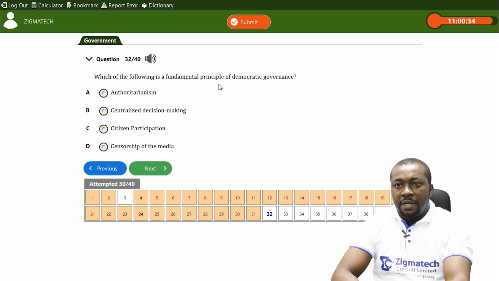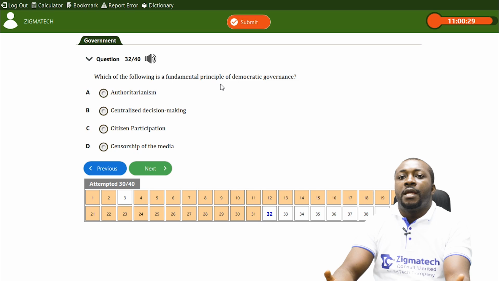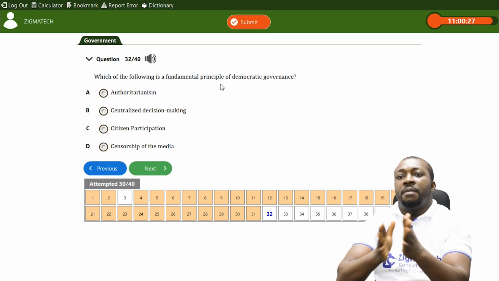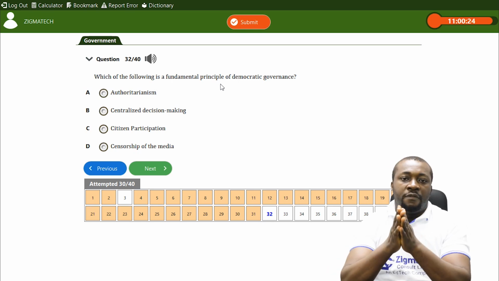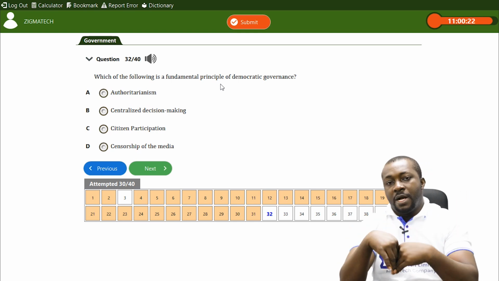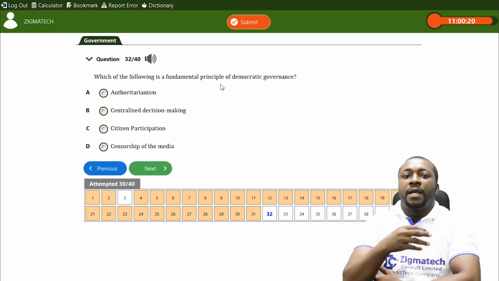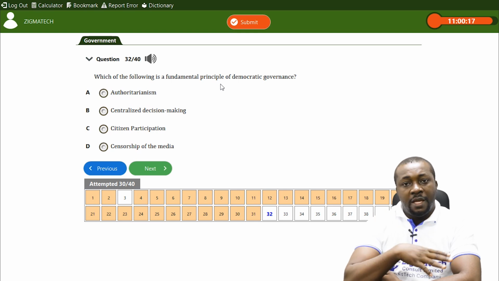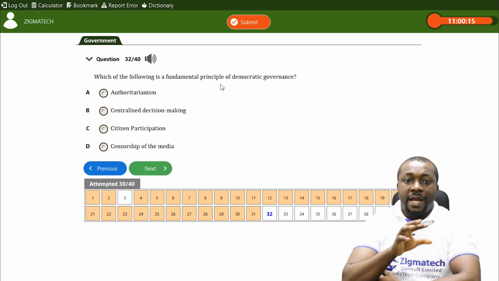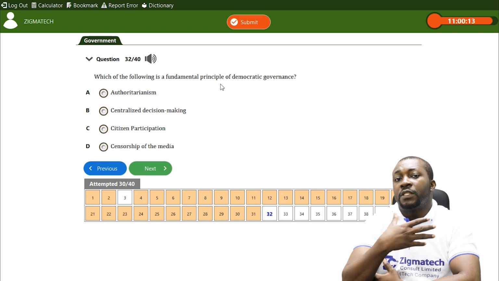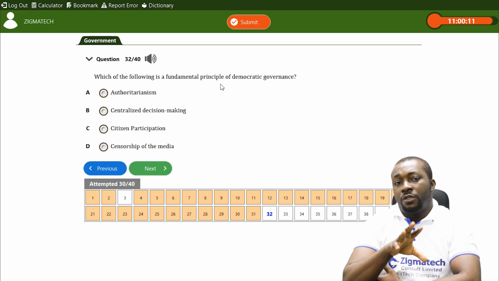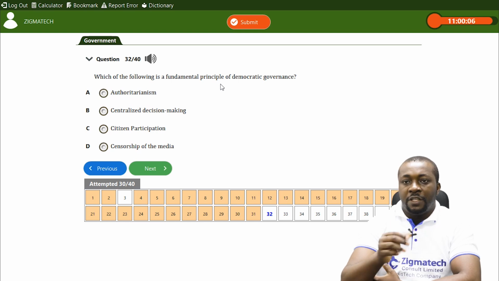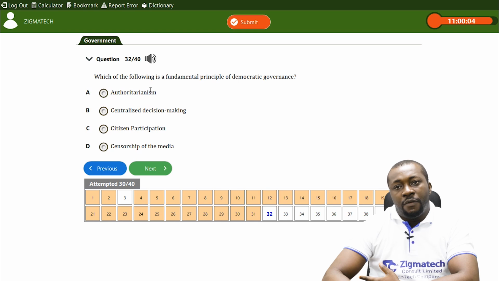Which of the following is a fundamental principle of democratic governance? That is, we are talking about a feature of democracy. Remember, democracy is a form of government in which the supreme power is vested in people, and they exercise this power directly or indirectly through their elected representatives. And we see it as a government that is built on participation, full participation of citizens in the affairs of their state. Now, which of the following is a fundamental principle of democratic governance?